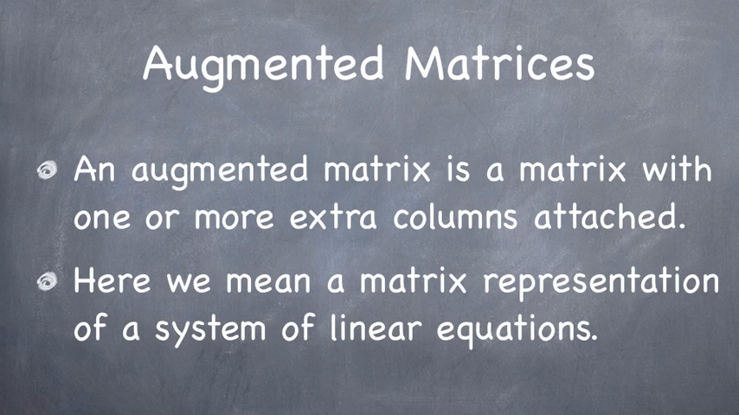Now the specific type of matrices that we're going to be talking about in this section are called augmented matrices. Technically, an augmented matrix could refer to a number of different things. It's any matrix where we tack on one or more extra columns at the end. For this section, we mean something very specific. The augmented matrices we are going to work with are matrix representations of systems of linear equations.